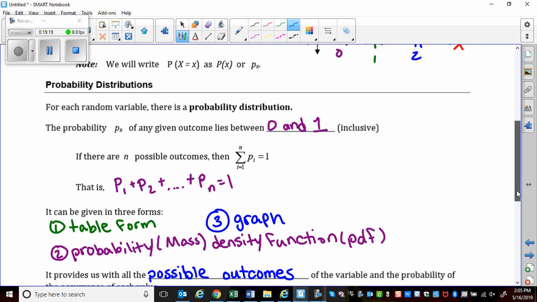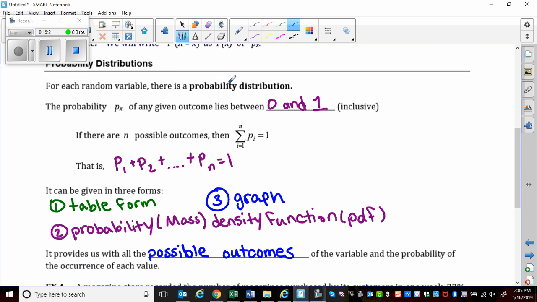All right. Probability distributions. For each random variable, there's a probability distribution, and it is between 0 and 1 inclusive, so it could be 0 or 1. So that is the probability. The summation means we're adding each time we plug in. We start at 1 and then we end at n. But when we add these all up, it has to give us 1.